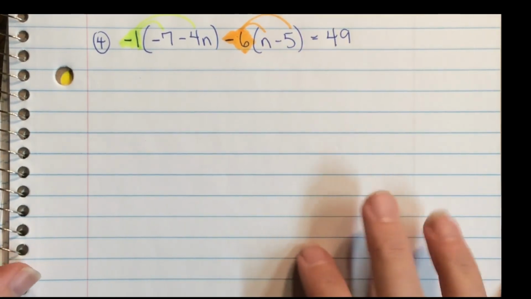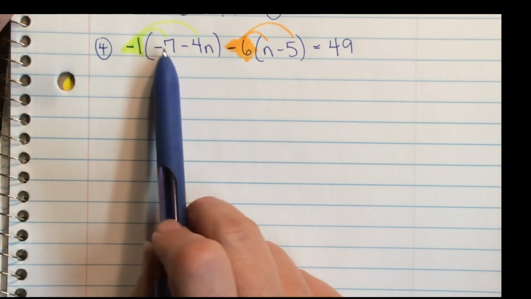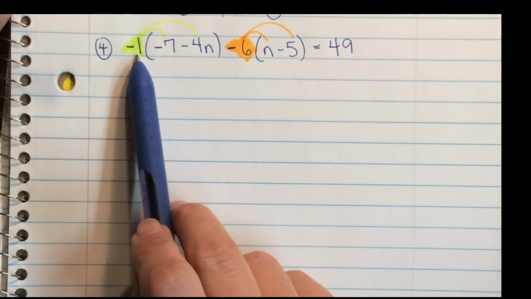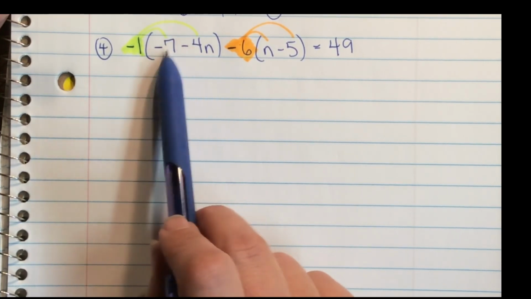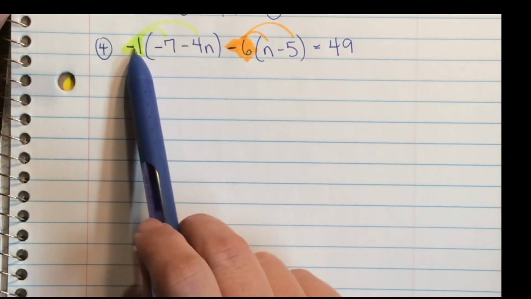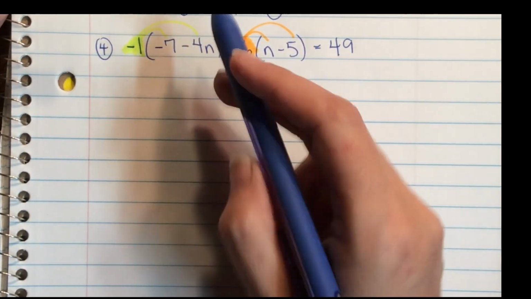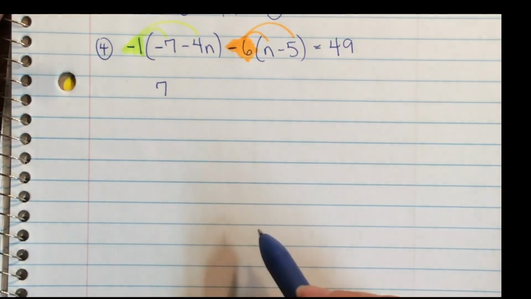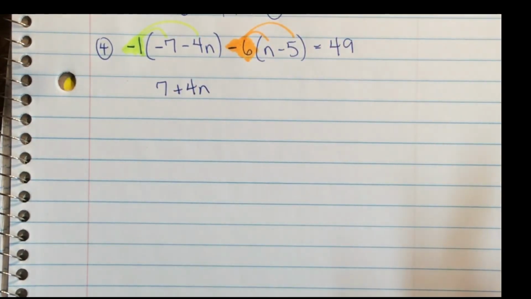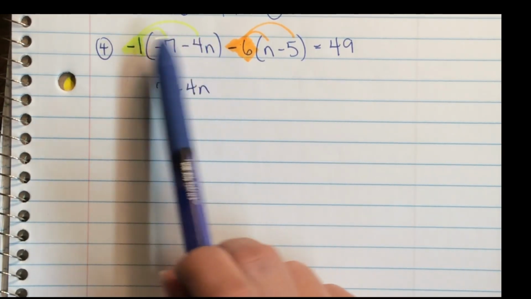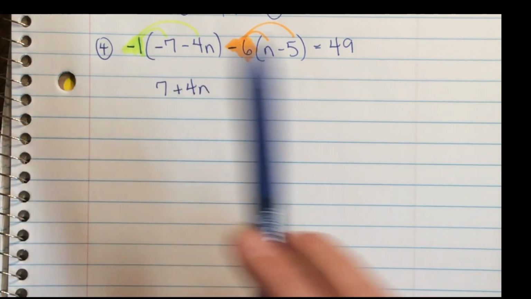So we have two different things to distribute here. Well, negative 1, the only thing that happens is it changes. When you multiply by negative 1, the only thing that's going to happen is that these are going to change their signs, because 1 doesn't change anything, but the negative does. So it was a negative 7, now it'll be a positive 7. And it was a negative 4n, now it'll be a positive 4n. So that's the only thing that changes here. When you multiply by a negative 1, it just changes the sign of everything.